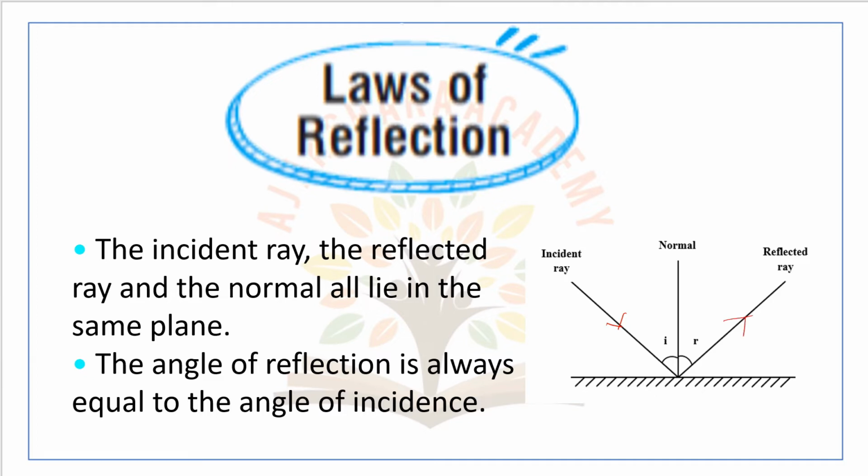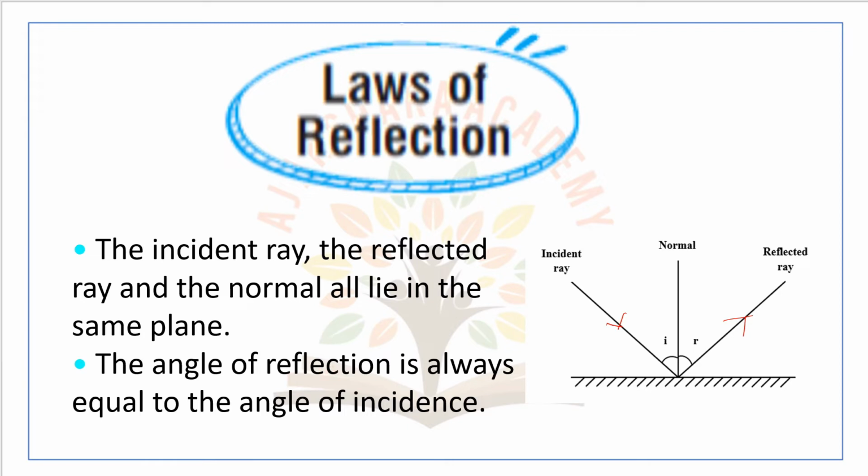The angle between incident ray and normal is known as angle of incidence. The angle between normal and reflected ray is known as angle of reflection. So, angle of incidence is always equal to the angle of reflection. The incident ray, the reflected ray and the normal at the point of incidence all lie in the same plane. These are the two laws of reflection.